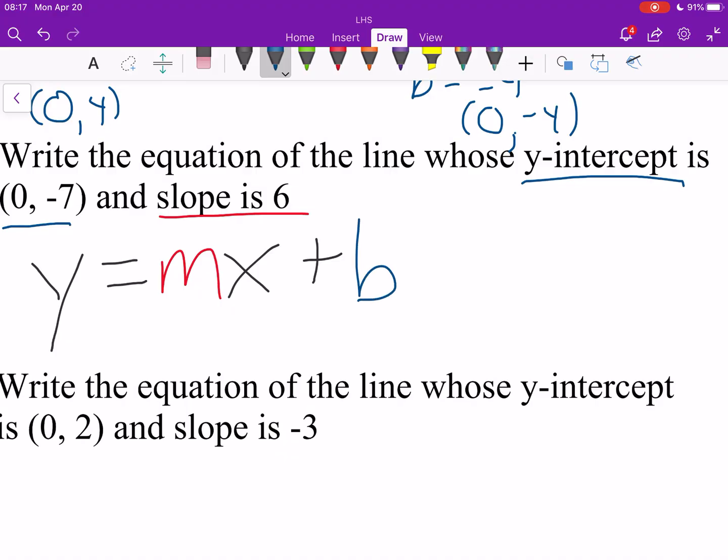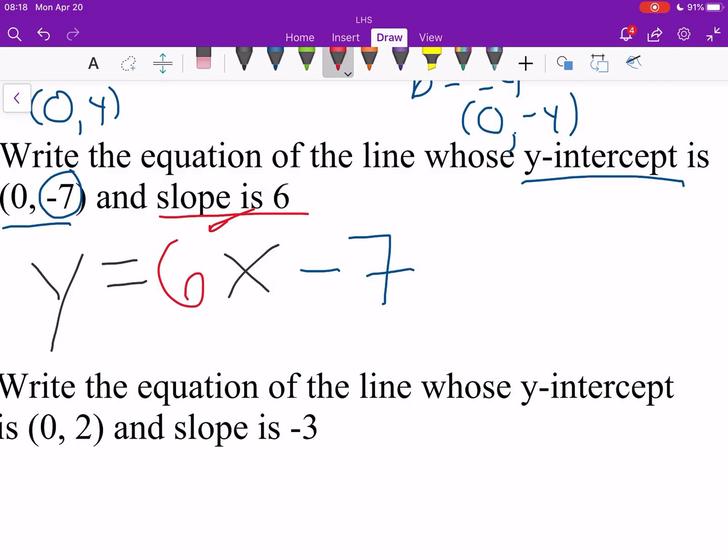Okay, and so my y-intercept is 0, negative 7, which means the y value of my intercept is negative 7. So I know that's going to go there where b is. We could write plus a negative 7, but it's the same thing as saying minus 7, so I'm just going to write that. And then our slope is 6. So 6 is going to go right where the m is. So now that says 6. So y equals 6x minus 7. Now sometimes we'll have a fraction for a slope, right? In this example we did not, so it was just y equals 6x minus 7.